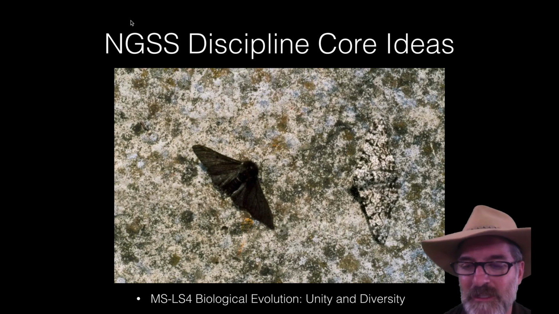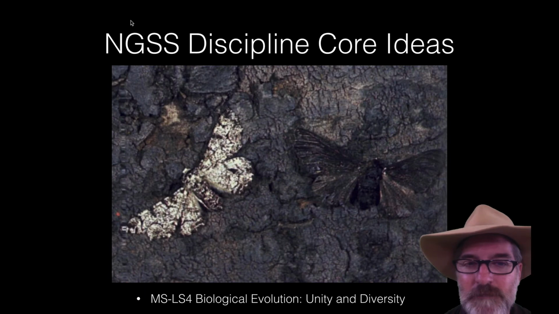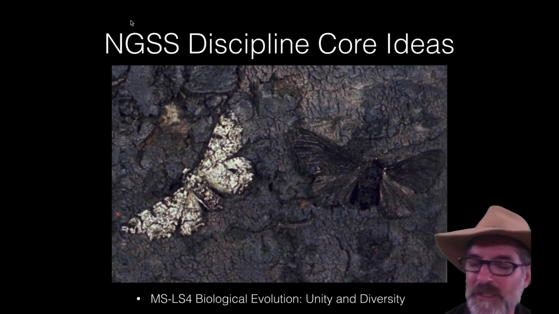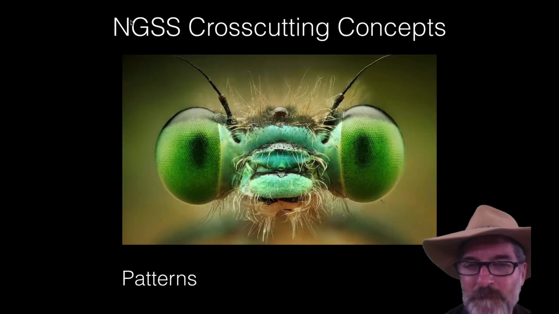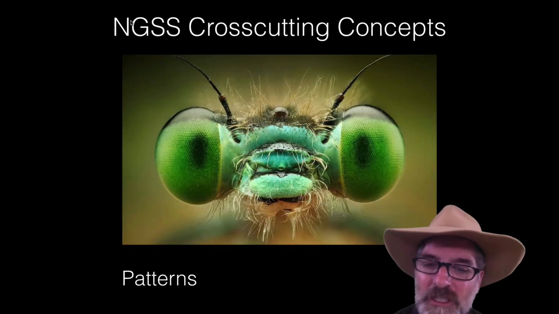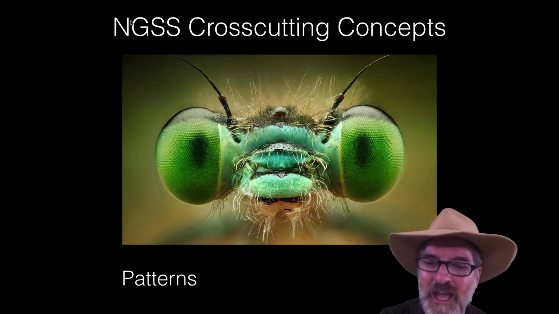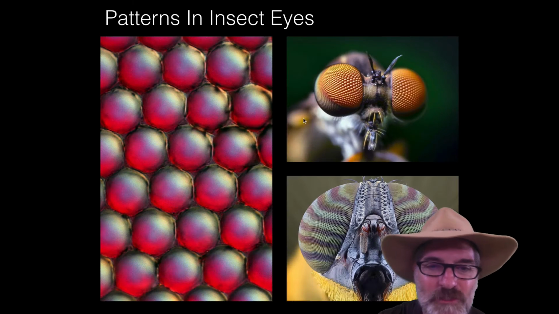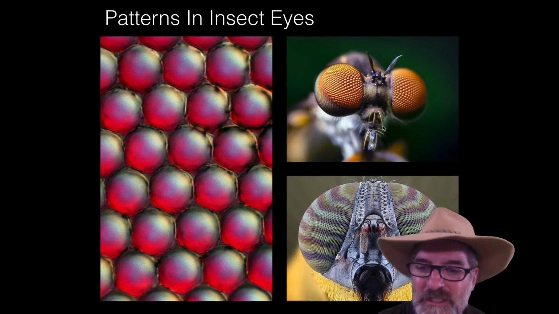You can see the moss here adapting to the different colored bark on the trees. Now, on top of just some core ideas, mainly in our life science and biology, we have the cross-cutting concepts. So, for instance, patterns. Take a close look at these eyes. They are absolutely gorgeous. And scientists, again, are looking for patterns. You can see patterns in all these different insect eyes.